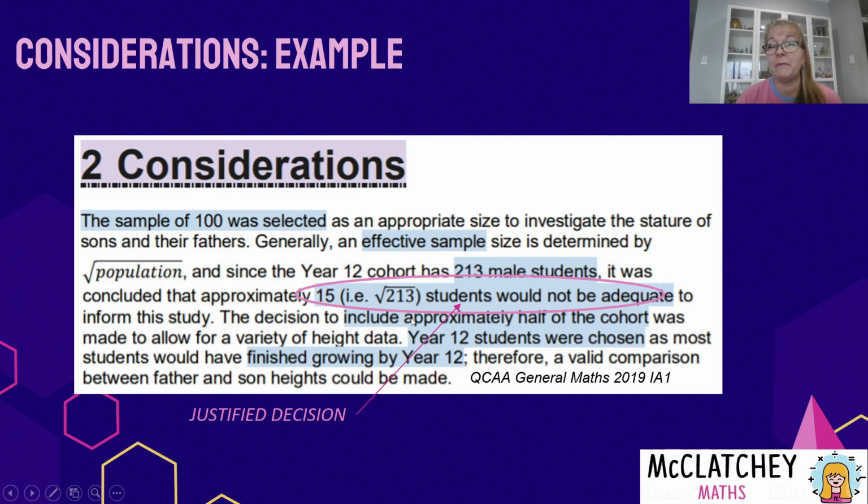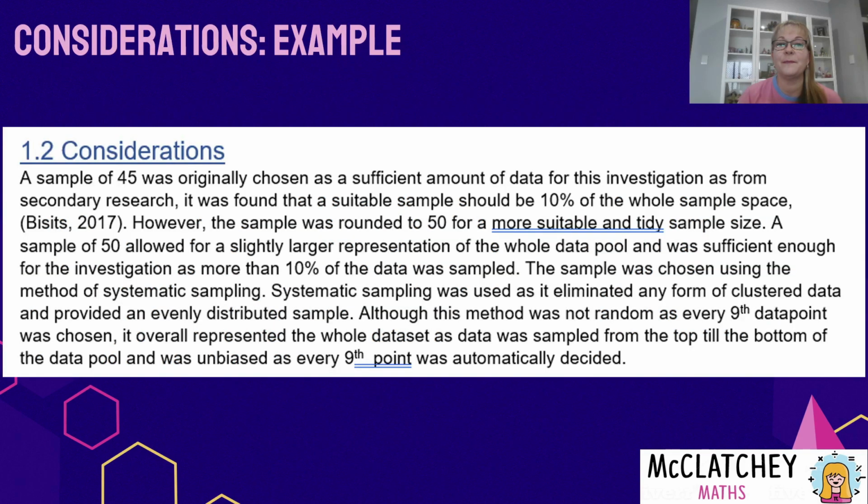It's justified mathematically, which is a super important thing to be doing with our decisions, which we're going to find out later as we get through this series. Here's an example of a student's considerations heading. They chose a sample of 45 as a sufficient amount of the data. They've gone with a different sampling method, 10% of the sample space, and they've got a reference here as well. So once again, this is a justified translation of the task.